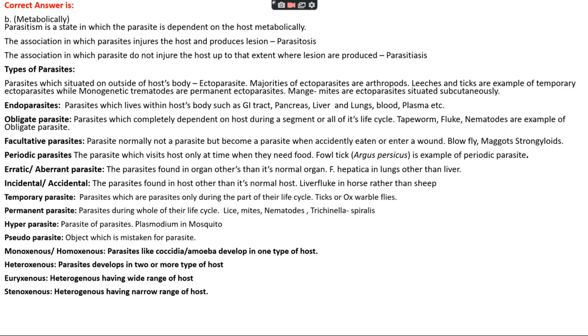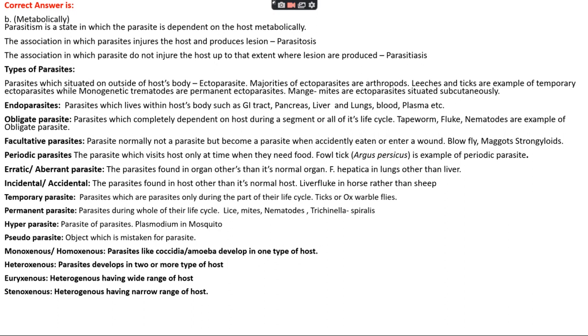Obligate means that the parasite doesn't survive without the host. Parasites which are completely dependent on the host during a segment or all of their life cycle are known as obligate parasites, like complete parasites. For example, tapeworms, flukes and nematodes are examples of obligate parasites.